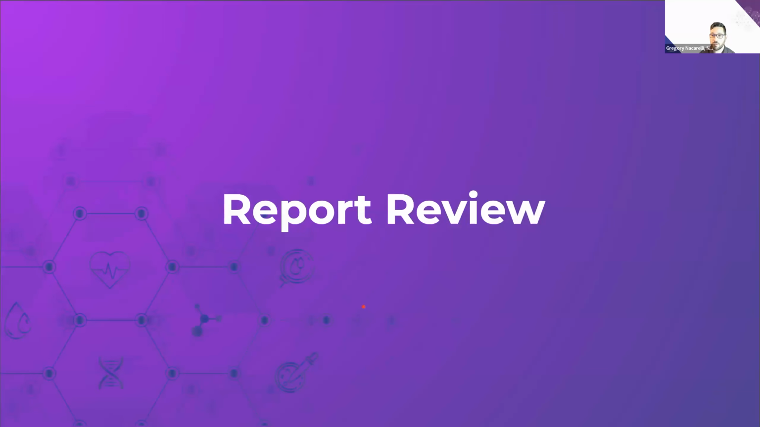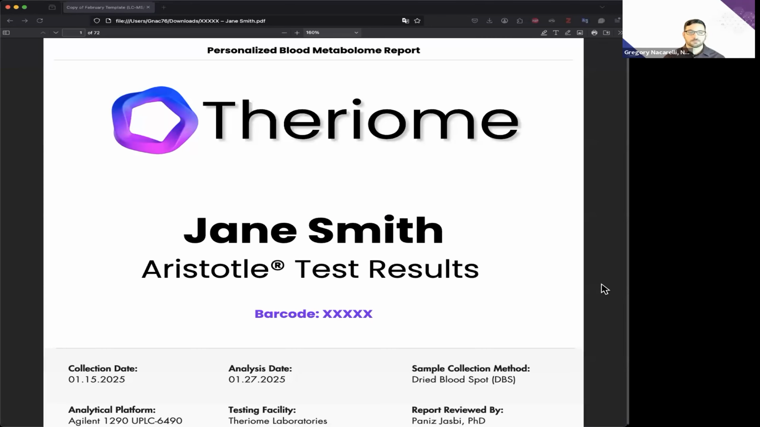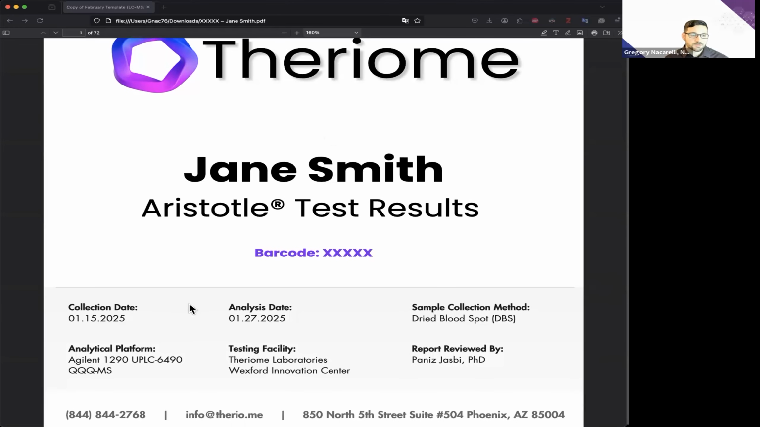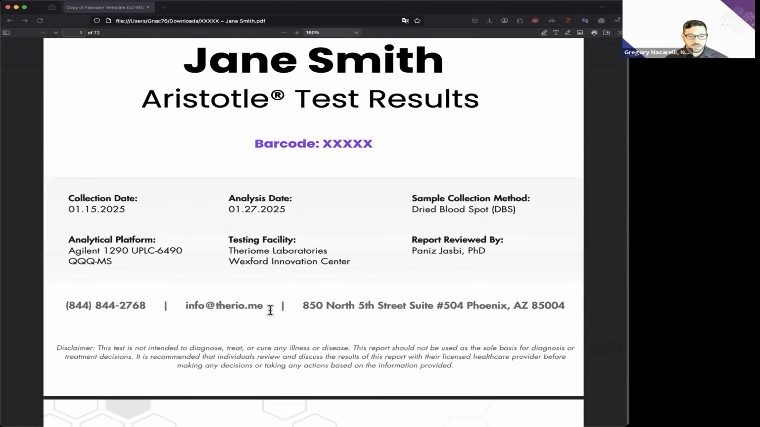And so now it's time to review a sample report. This is a review of the Aristotle metabolomics test. This is the very first page. You'll see the collection date and analysis date.